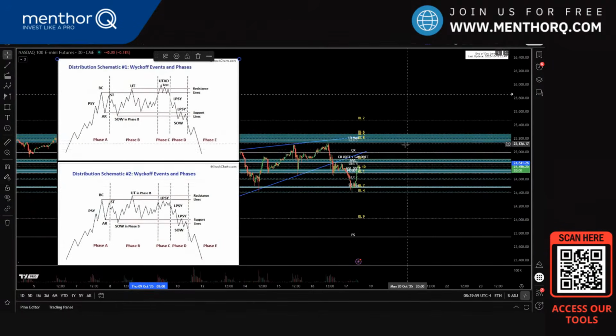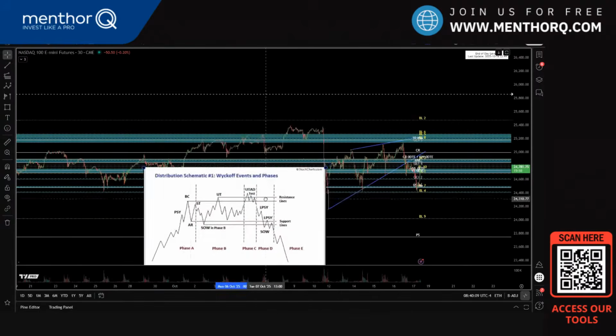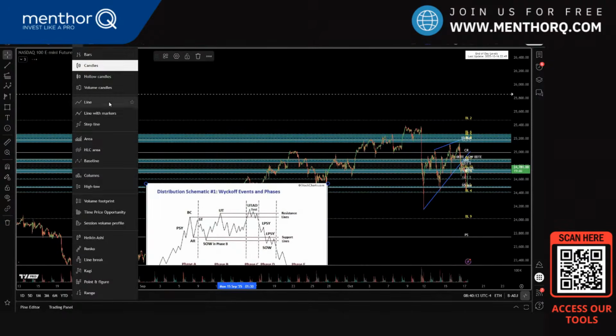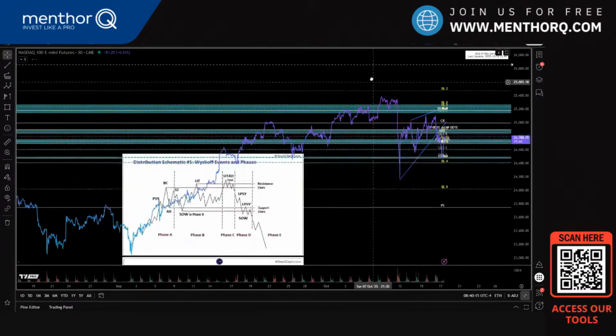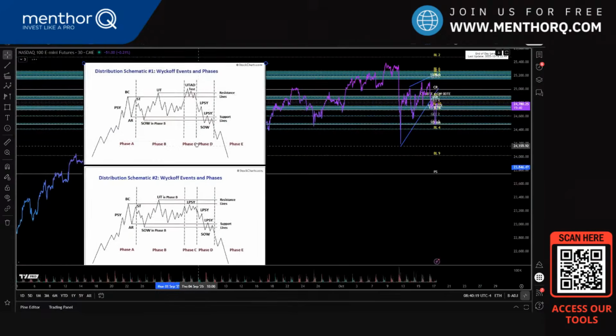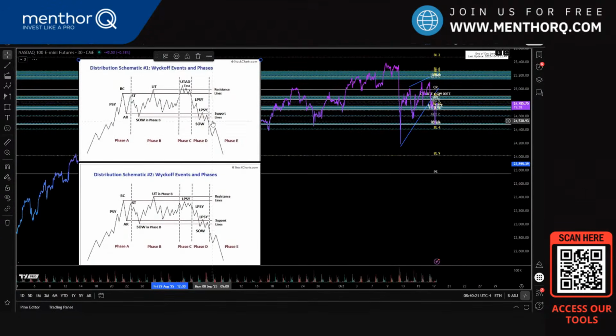From technical analysis, also, here is how you can use Menthor Q. This is one of the schematics of distribution, one of the basic rules from technical analysis, when you have a Wyckoff distribution phase on the tops. And as you can see, if we change from candlesticks to the line, take a look how similar it looks and where we are sitting in the big zone. And one question is, who will win this battle?